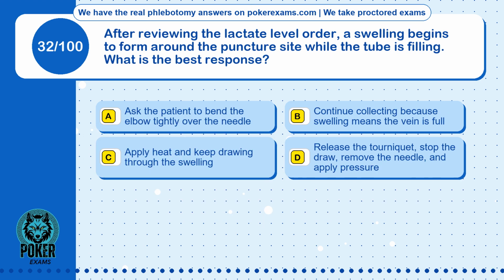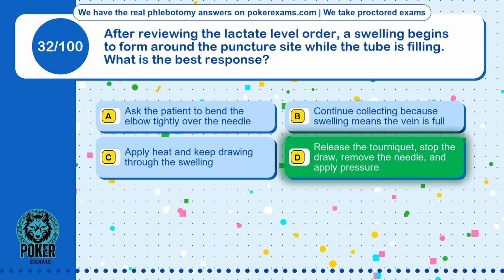Question 32. After reviewing the lactate level order, a swelling begins to form around the puncture site while the tube is filling. What is the best response? Option A. Ask the patient to bend the elbow tightly over the needle. Option B. Continue collecting because swelling means the vein is full. Option C. Apply heat and keep drawing through the swelling. Option D. Release the tourniquet, stop the draw, remove the needle, and apply pressure.